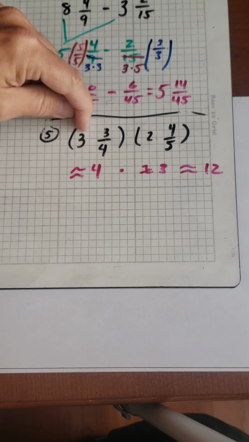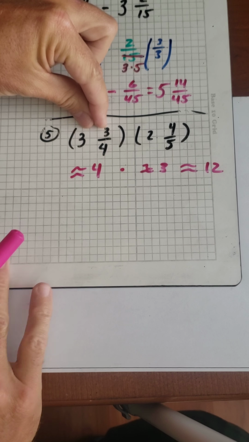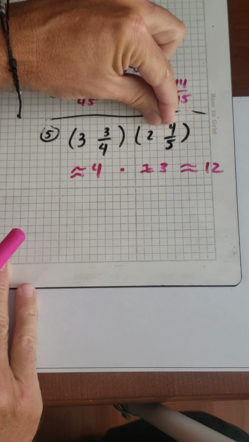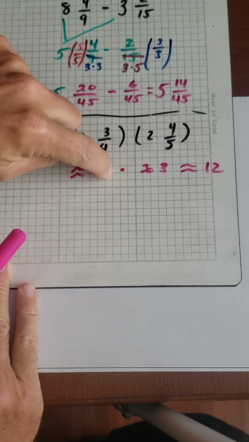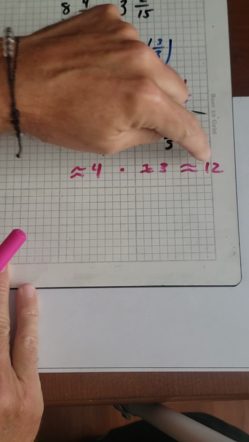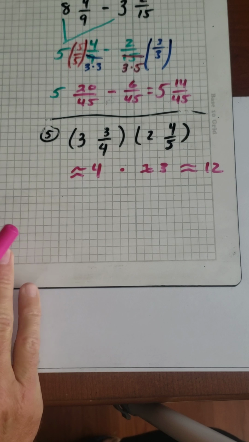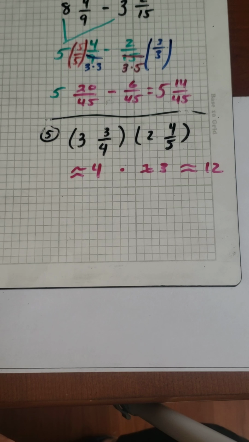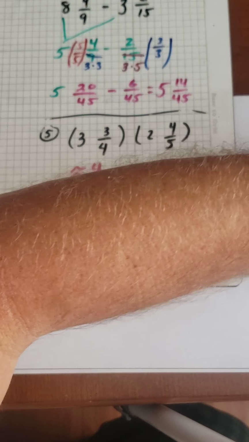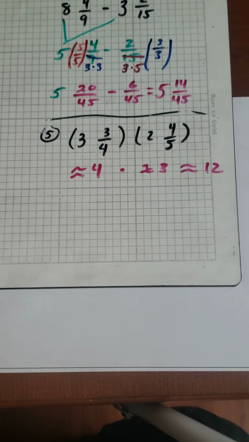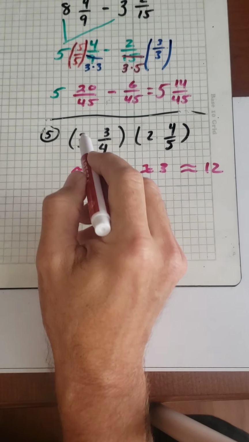So this whole thing here is almost 4, this whole thing is almost 3, and so almost 4 times almost 3 should be almost 12. So it should be pretty close to 12. If I do what we did before, and notice that I'm going to do this in red here because this is not going to work so well.